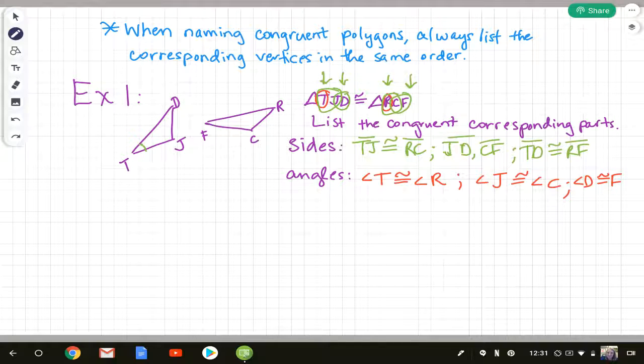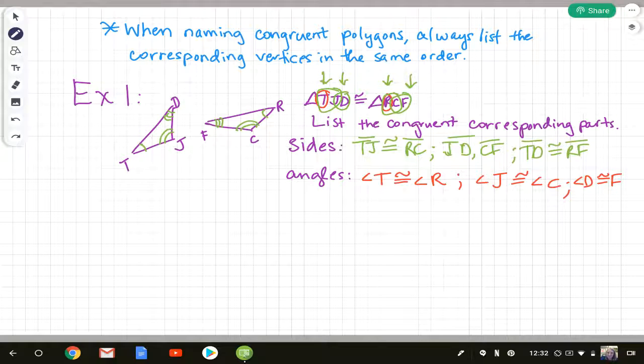Now remember also, we can label these on the diagram. Angles that are congruent to each other will have an arc drawn through them, either 1 or 2 or 3, depending on how many angles we've marked in the picture. So I went ahead and marked angle T and angle R congruent. If I want to mark J and C congruent, I will use 2 arcs, so that I can make sure I can distinguish which angles we're talking about. And then if I wanted to mark D and F, I would do 3. That way it's easy for me to see which angles are congruent from one figure to another.